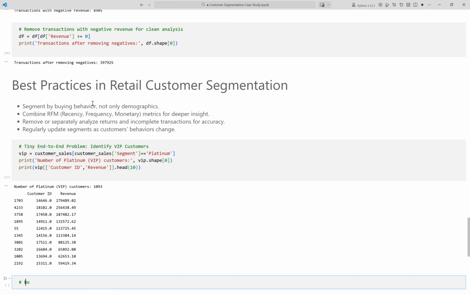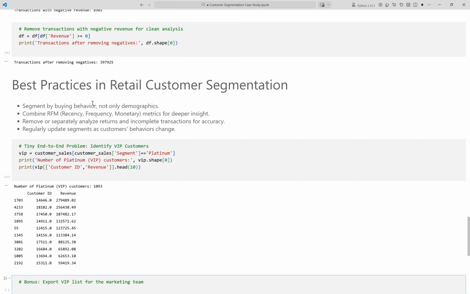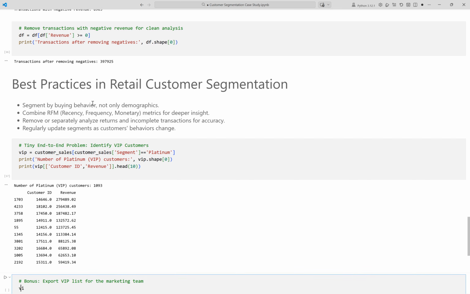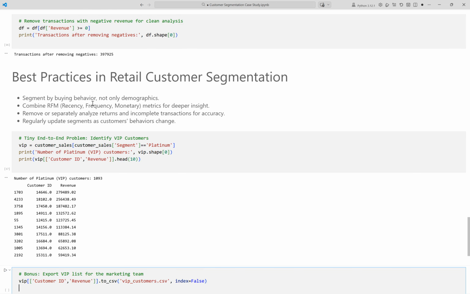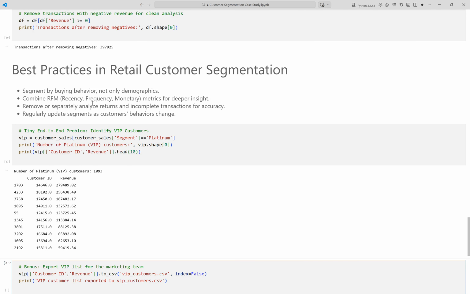Retail teams need actionable lists to act on analytics discoveries. We export the list of VIPs to a CSV so marketing or sales can access it. We confirm that the file is successfully created and ready for business use.